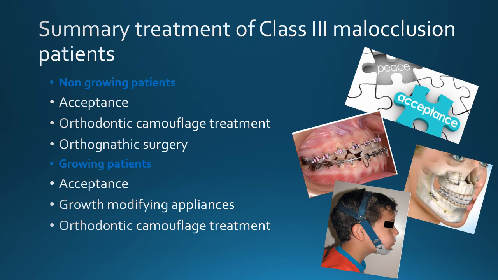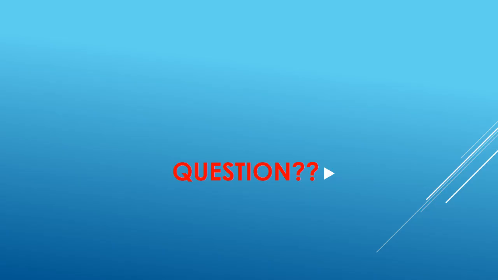And if the patient is growing, we may also advise him to accept his mild malocclusion, as we said before, if it is very mild and doesn't affect his functional or his aesthetic appearance. And the second option will be the growth modifying appliances, and lastly the orthodontic camouflage treatment.